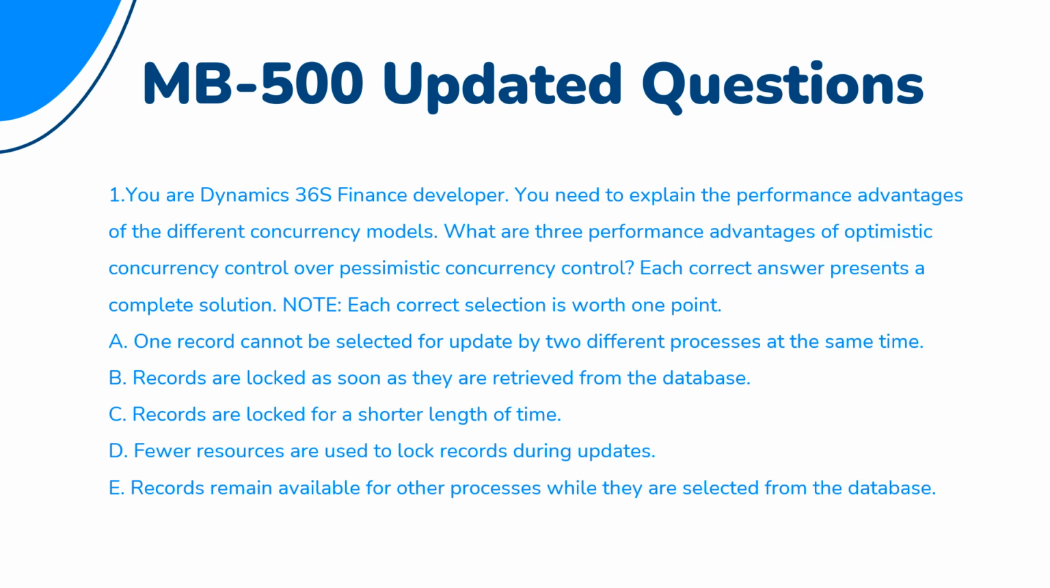A. One record cannot be selected for update by 2 different processes at the same time. B. Records are locked as soon as they are retrieved from the database. C. Records are locked for a shorter length of time. D. Fewer resources are used to lock records during updates. E. Records remain available for other processes while they are selected from the database.